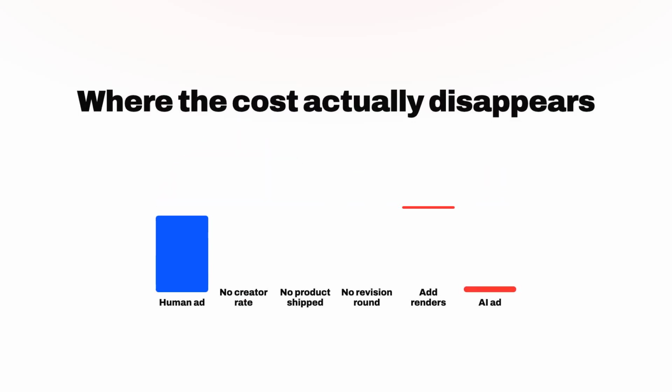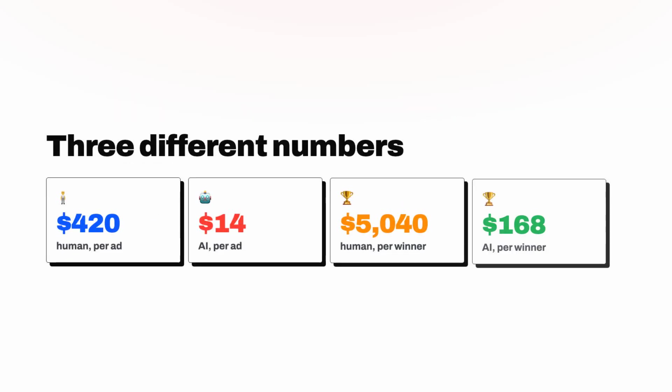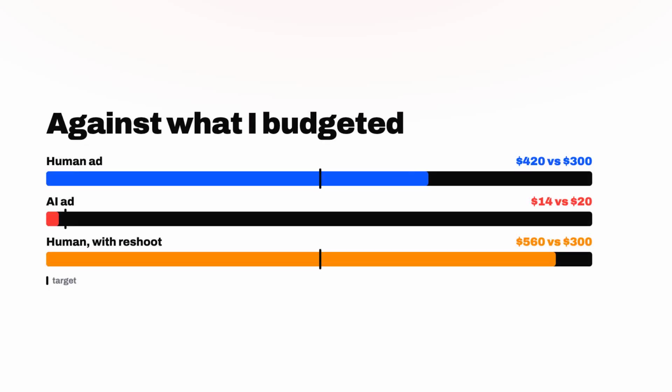Bridging between the two, here's where the money actually goes away. It's not the render getting cheap, it's everything around the render disappearing. Per finished ad, and per winner found. 3 or 4 different numbers get quoted in this argument, and only the last one actually matters. Against what I actually budgeted, this is where each one landed.